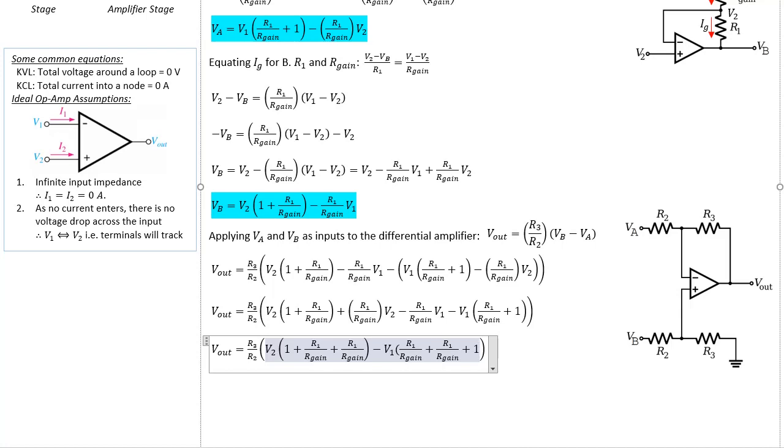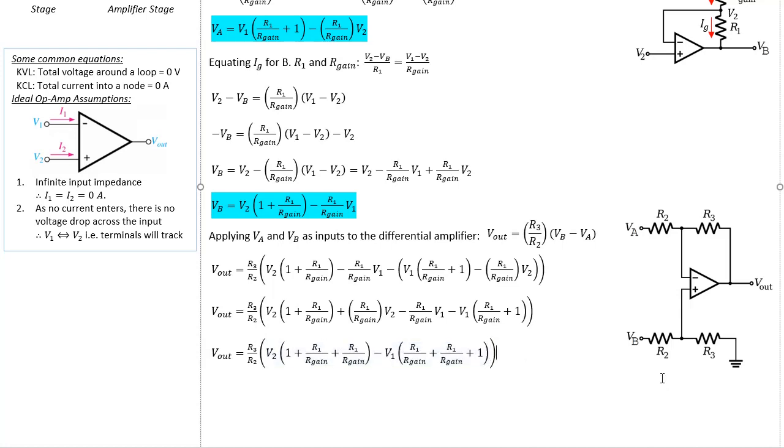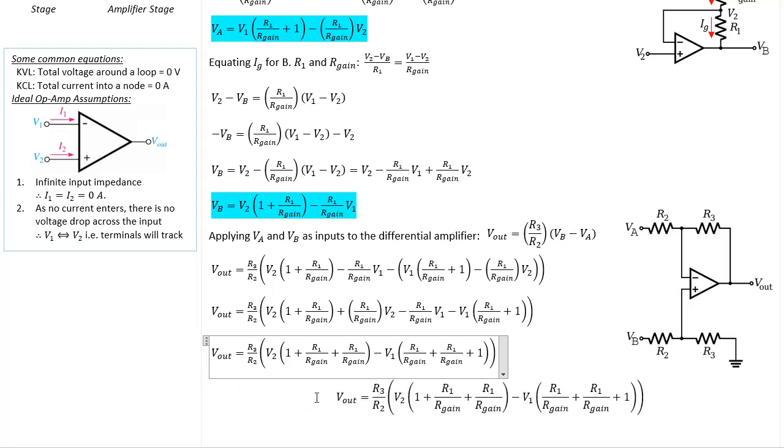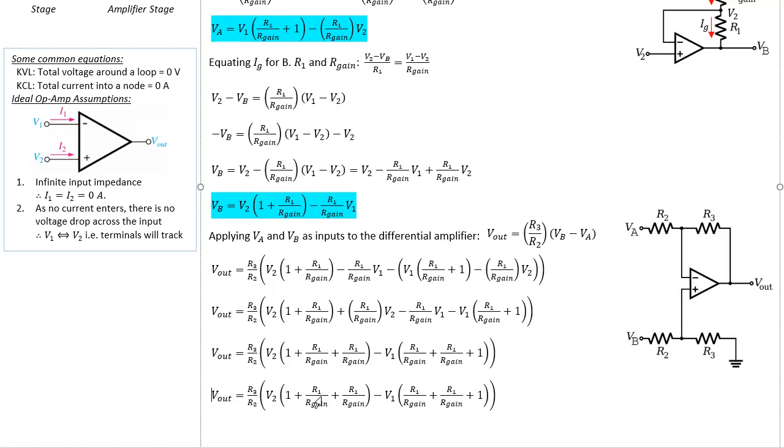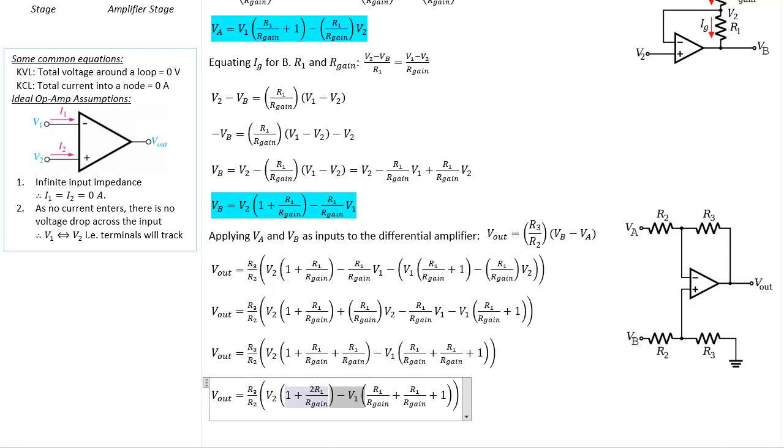Now, as you can see there, the terms in brackets are identical for both V2 and V1, so we can then factor that out. That's what we're going to do next. So basically, 1 plus R1 over R gain plus R1 over R gain means it's 1 plus 2 R1 over R gain, correct? So that term disappears. And similarly here, I can write exactly the same way so that it leaves no doubt that they are actually the same term. So again, I can further factor that out.